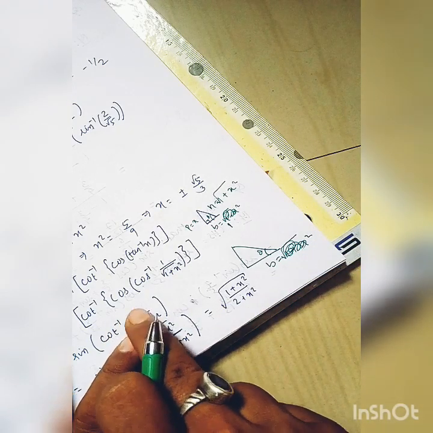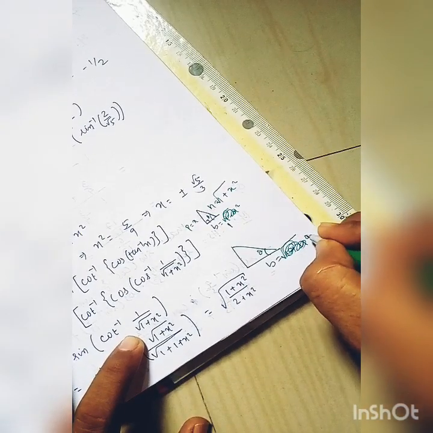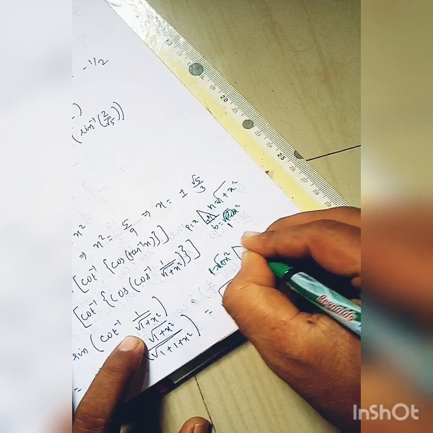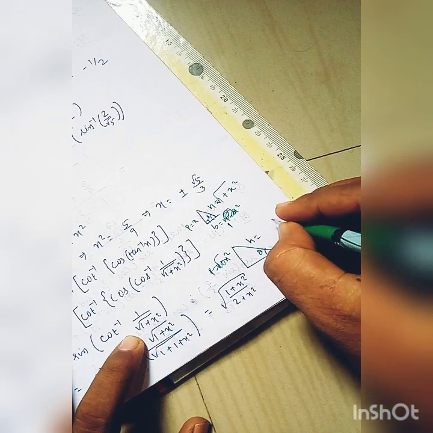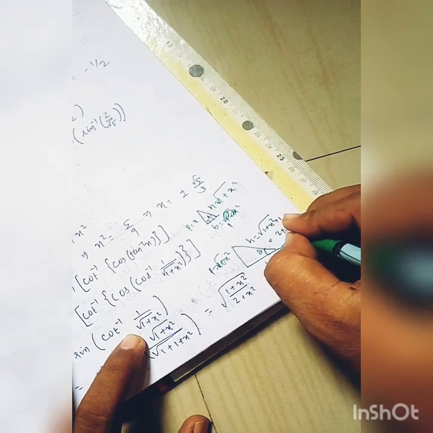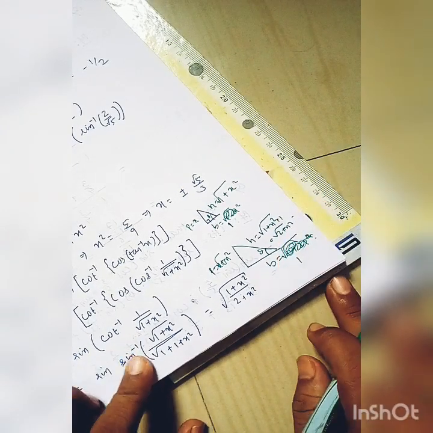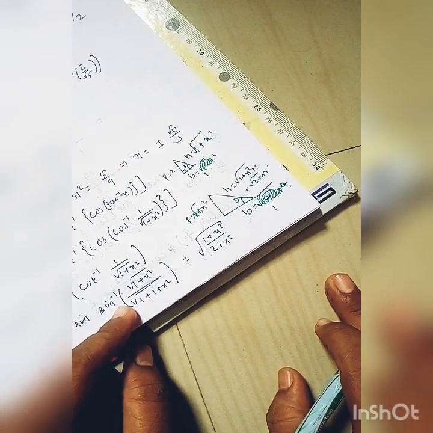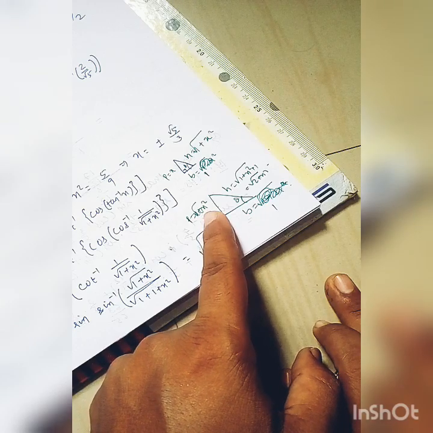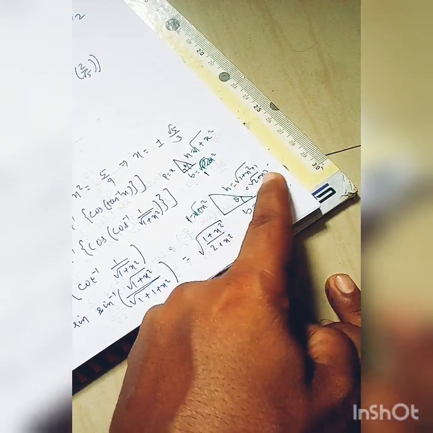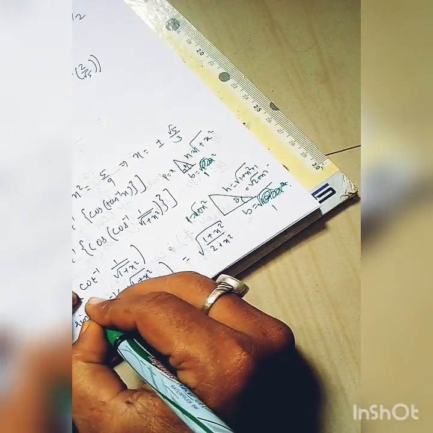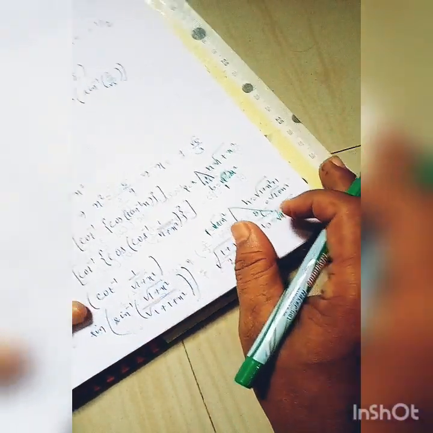Cot inverse of b by p, here b equal to 1 and p equal to square root of 1 plus x square. So obviously h equal to square root of p square plus b square, that is square root of 1 plus x square plus 1, that is square root of 2 plus x square. So you can write sine inverse of p by h. P is here square root of 1 plus x square and h is square root of 2 plus x square. This equal to this. So sine inverse x equal to x. That is this.